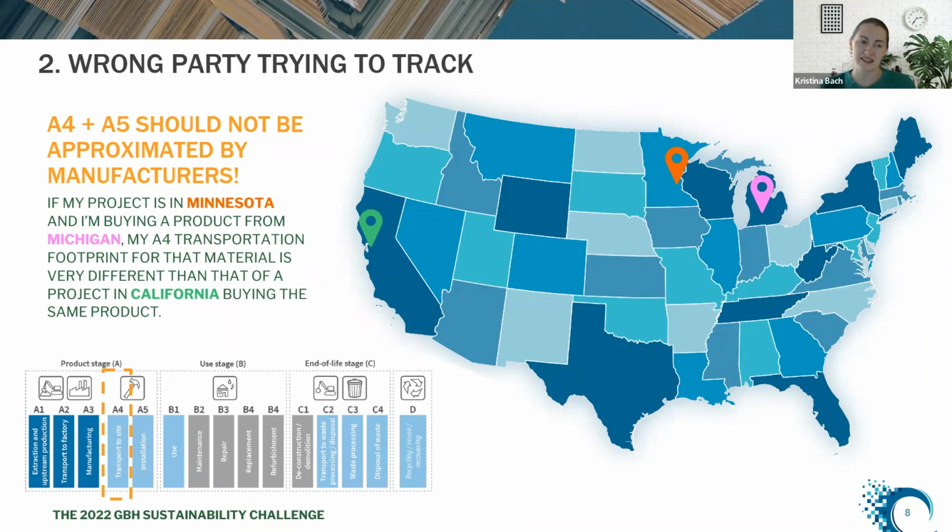We shouldn't be asking manufacturers to be tracking or trying to estimate anything related to the transportation to your job site or the on-site installation, A4 and A5. Because the reality is that's heavily dictated and driven by where your project is. If my project is in Minnesota, for example, and I'm buying a product that's from Michigan, my carbon footprint for my transportation cost for that material is very different than if I was the exact same project, but based in California buying that same product.